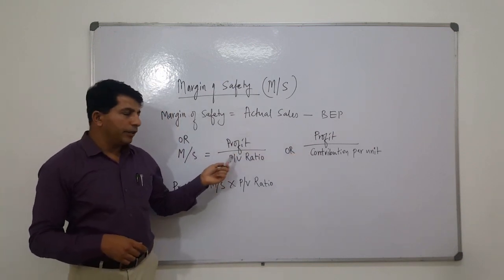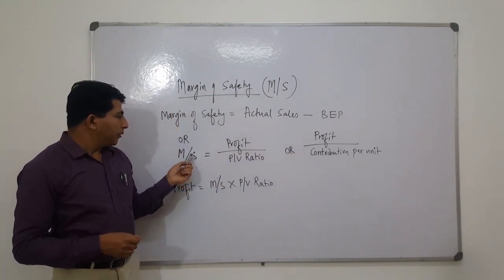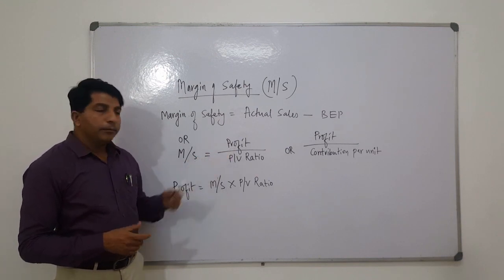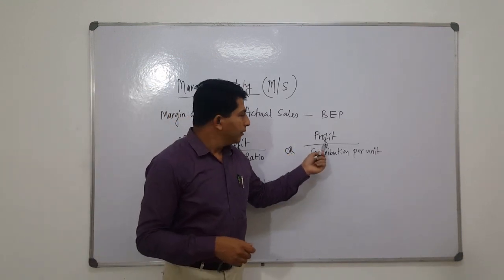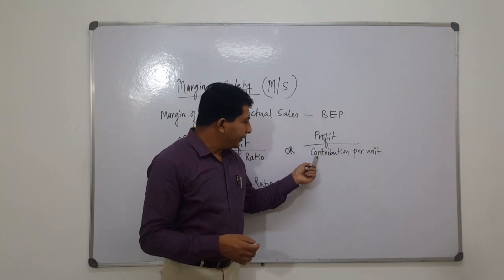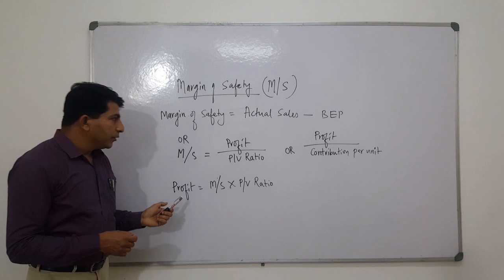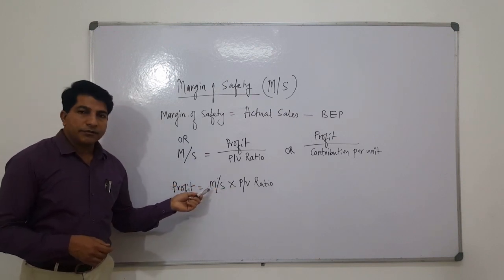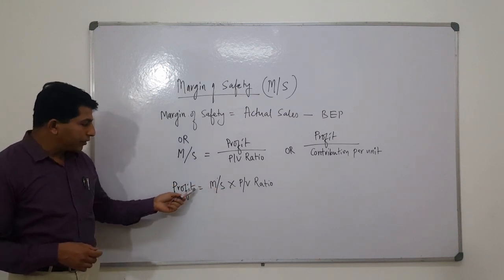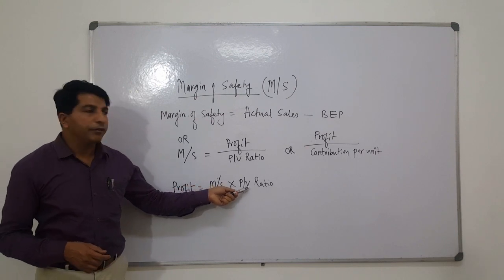One is with the help of PV ratio. Margin of safety is equal to profit divided by PV ratio. Another one is profit divided by contribution per unit. So with the help of PV ratio and the margin of safety, we can calculate profit. Profit is equal to margin of safety into PV ratio.